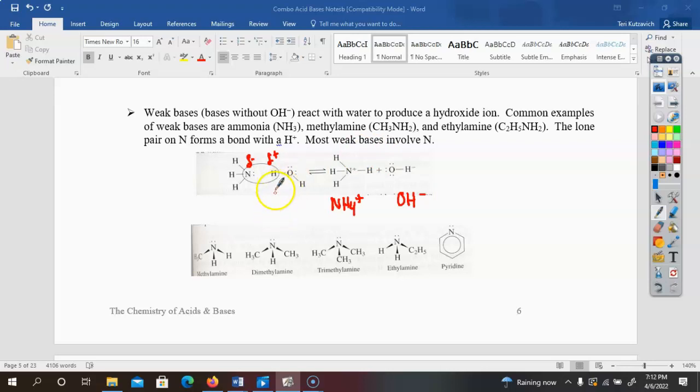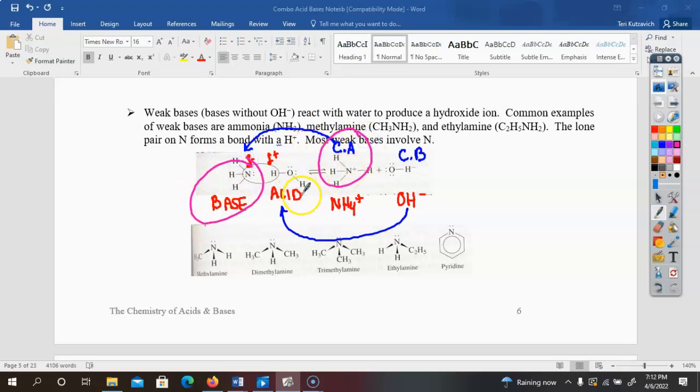What's acting as your acid? Your water's acting as your acid because it's donating the proton. The ammonia is acting as your base. If you go the reverse, what's acting as your conjugate acid? It would be your NH4 plus, because when you go backwards, that is what's donating the proton, and this would be your conjugate base, because that is what is accepting the proton when you go the opposite way. So remember, bases have conjugate acids, and acids have conjugate bases.